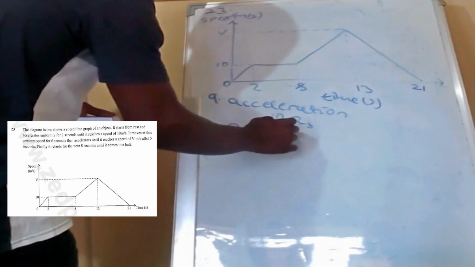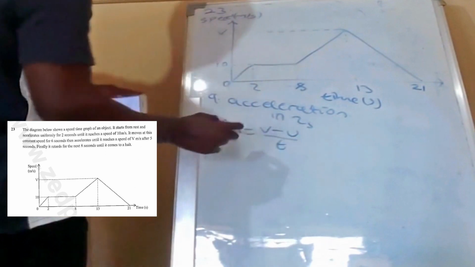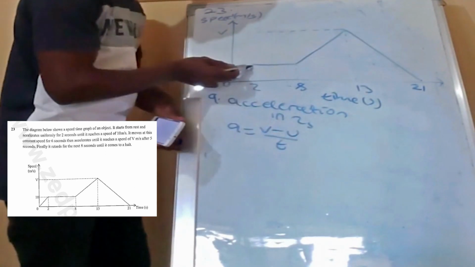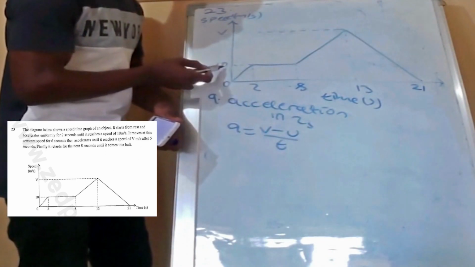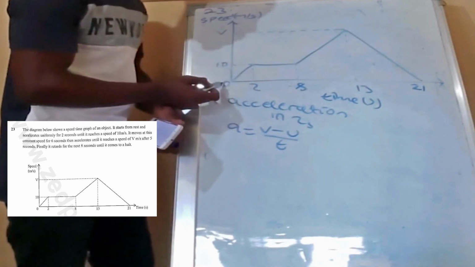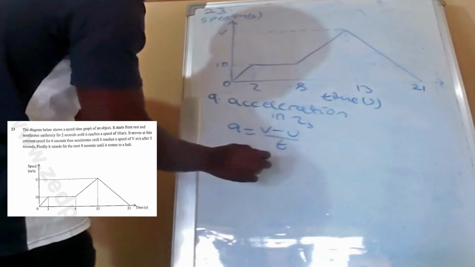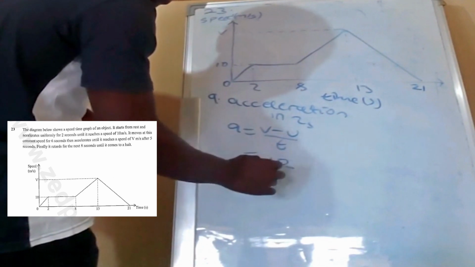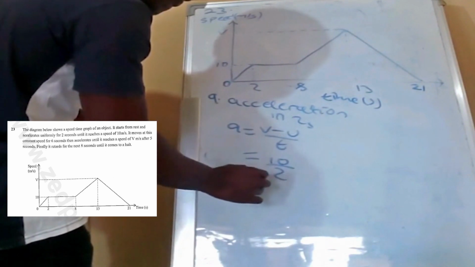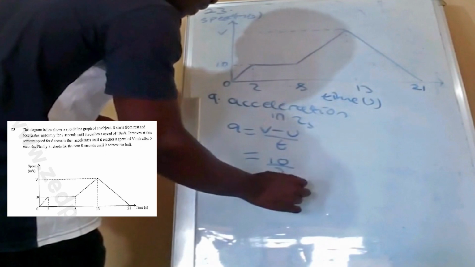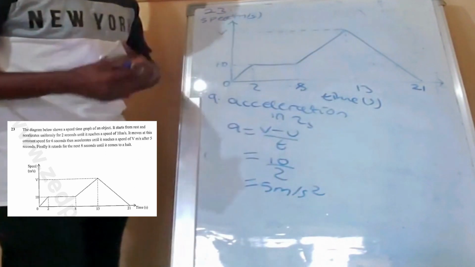Acceleration is equal to v minus u over time. What is our final velocity? Our final velocity is 10. Our initial velocity is 0. So we have 10 minus 0 over the time taken, which is 2 seconds. And this gives us 5 meters per second squared. And we're done with A.